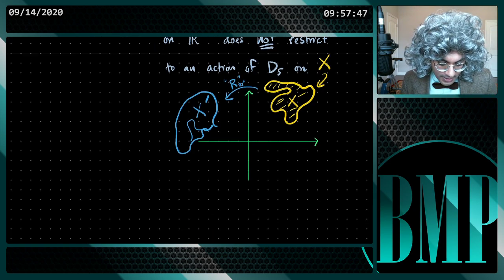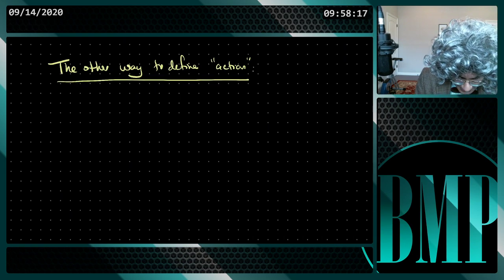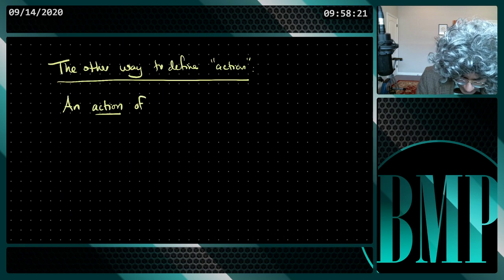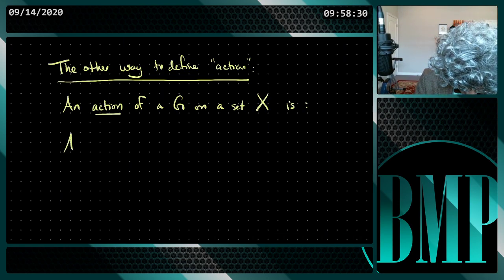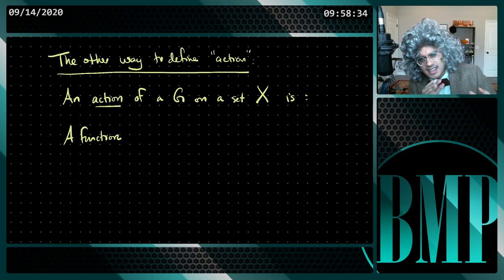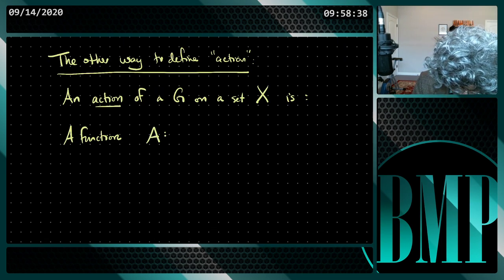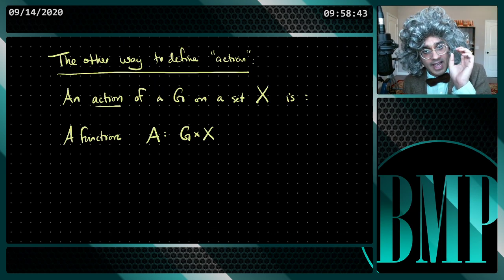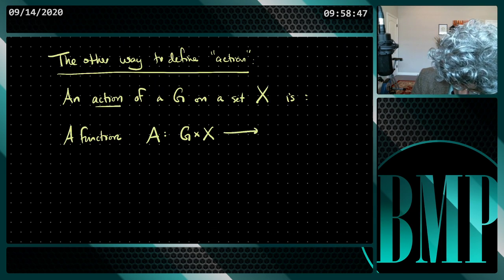Okay, so next, what I'm going to show you, possibly just to ruin your life and confuse you, but really it's to prepare you for when you go looking for other sources to find the same notion, you're going to find a rather confusing other way that people define an action. So the other way to define it: an action of a group G on a set X is a function. I'm going to call it capital A. It's a function that takes a pair of an element of a group, comma, an element in the set, and outputs an element in the set.